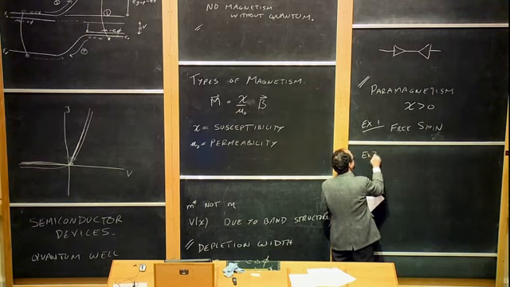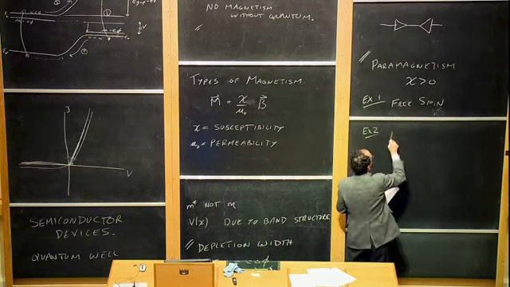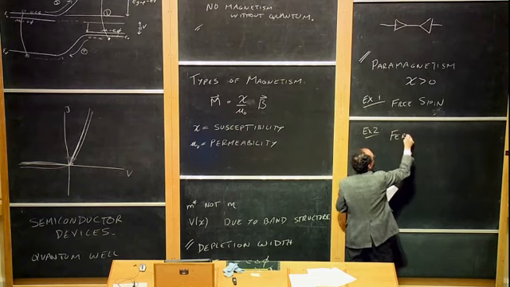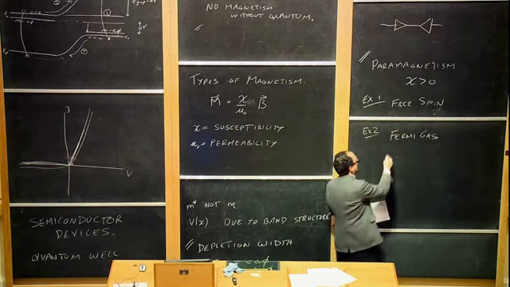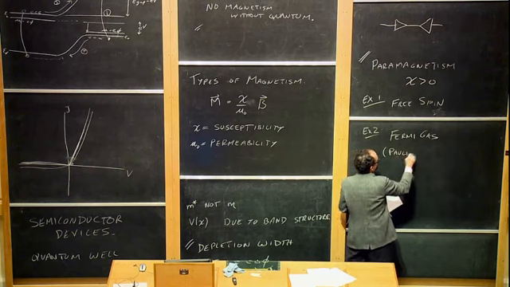Example 2, which we studied earlier in this term, is a Fermi gas, or an electron gas, which we studied in the Sommerfeld model, and we found what's known as Pauli paramagnetism.